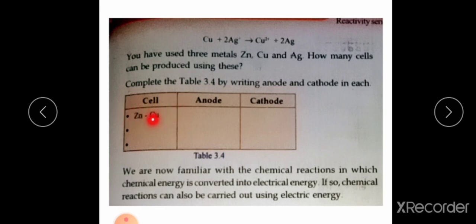First one I will tell, zinc and copper. Here the highly reactive metal is zinc and the less reactive is copper. When you write the cell, you have to write the highly reactive metal first, then the less reactive metal. Now we are familiar with the chemical reaction in which chemical energy is converted into electrical energy. Now we understood the galvanic cell. A galvanic cell is an arrangement in which chemical energy is converted into electrical energy. I hope everyone understands today's concept, that is the galvanic cell.